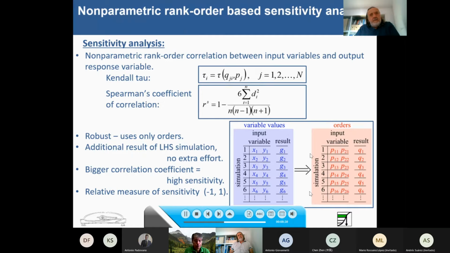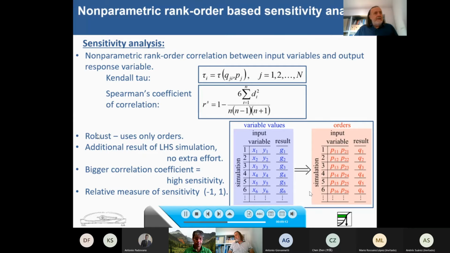Actually, you can see this in this table. There are variable values, for example, X and Y, and simulations in rows, and the result is the function. So these are absolute values. So in case of non-parametric rank order correlation, we switch from absolute values to the orders, to the ranks. So these red values, and these ranks are used for these statistics for calculation of rank order correlation, because it uses only ranks, so it's very robust.